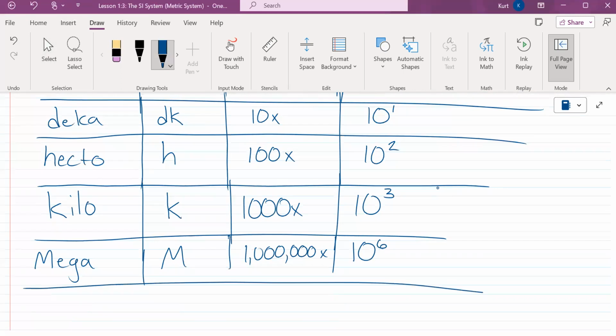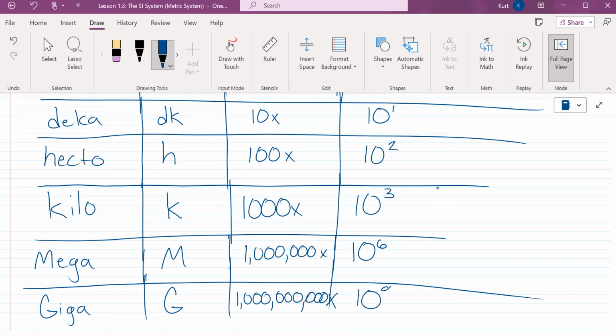And the last one that I'll have you know, giga. Capital G, 1 billion times. How many zeros are there in 1 billion? 10 to the 9th.